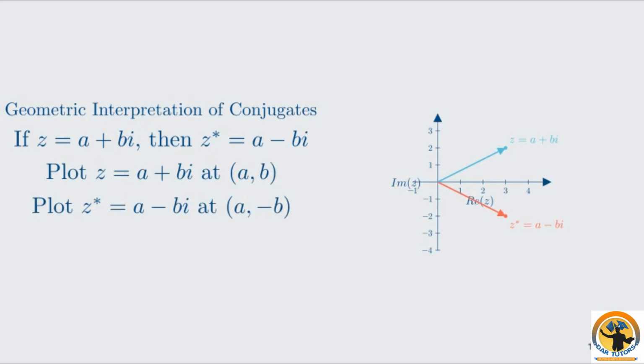Notice that the real part a is the same for both points. The imaginary part b has the same magnitude but the opposite sign. What is the relationship between these two points? They are reflections of each other across the real axis. This is a powerful geometric insight that can help visualize complex numbers and their properties.